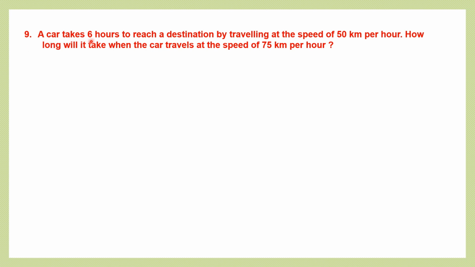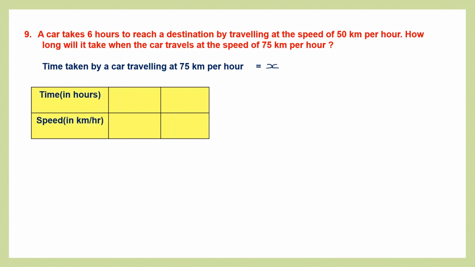Question 9. A car takes 6 hours to reach a destination by traveling at the speed of 50 kilometers per hour. How long will it take when the car travels at the speed of 75 kilometers per hour? So when the car was traveling at 50 kilometers per hour, it took 6 hours. Now the speed has increased and we are asked to find out how long it will take. So let's write time taken by a car traveling at 75 kilometers per hour. Let's consider that to be x.